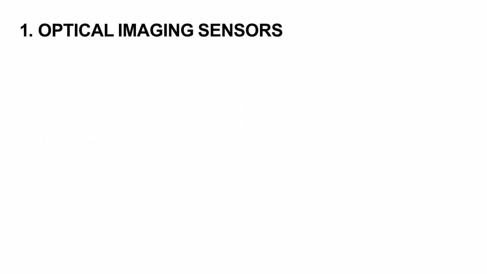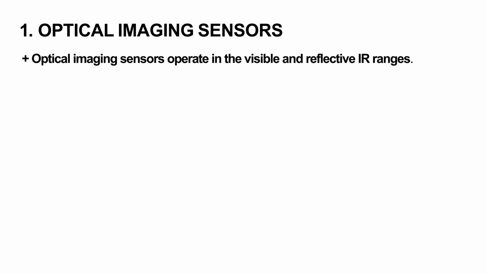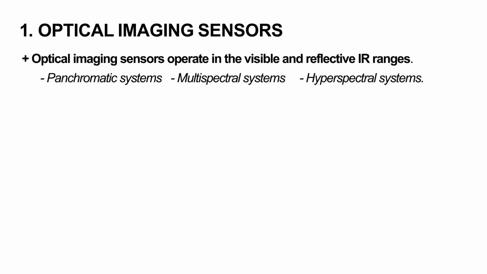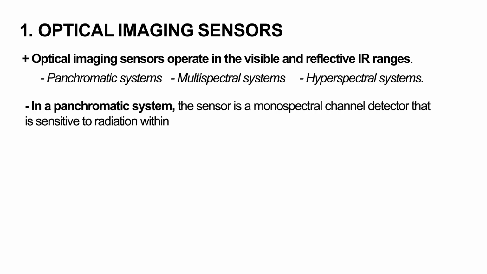1. Optical imaging sensors. Optical imaging sensors operate in the visible and reflective infrared ranges. Typical optical imaging systems on space platforms include panchromatic systems, multispectral systems, and hyperspectral systems. In a panchromatic system, the sensor is a monospectral channel detector that is sensitive to radiation within a broad wavelength range. The image is black and white or grayscale.